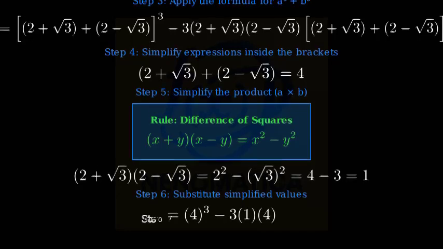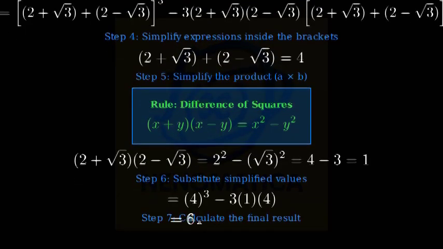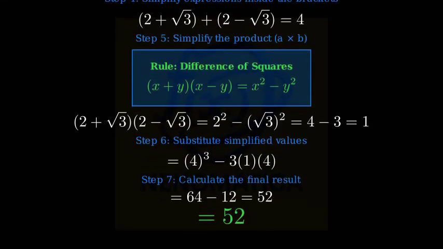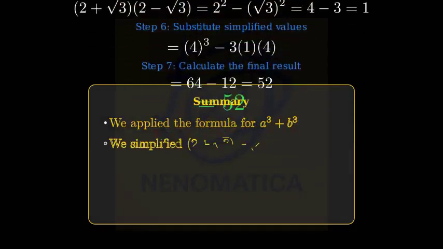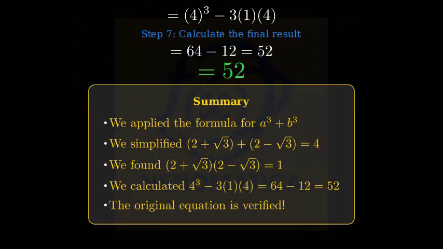Let's calculate the final result. 4 cubed equals 64. 3 times 1 times 4 equals 12. So our final answer is 64 minus 12, which equals 52. In summary, we've proved that the quantity 2 plus square root of 3 cubed plus the quantity 2 minus square root of 3 cubed equals 52. We did this by applying the formula for the cube of a plus b and then simplifying the resulting expressions step by step. Thank you for watching.